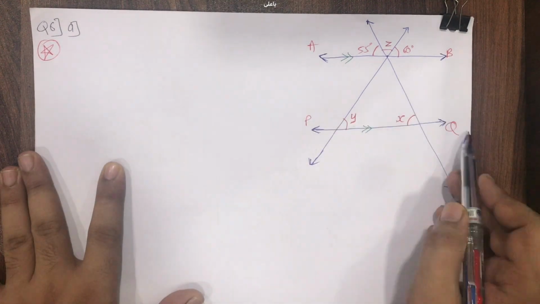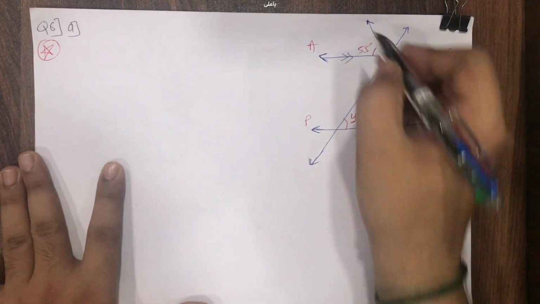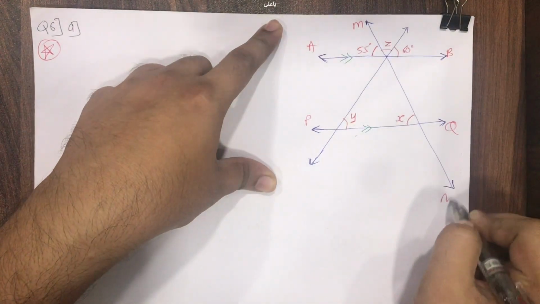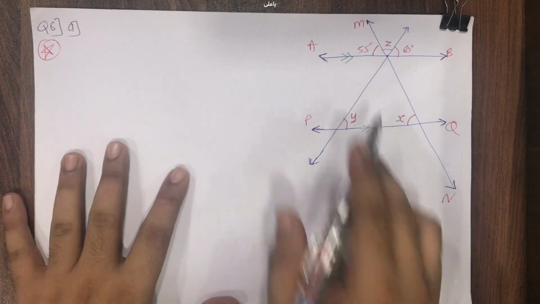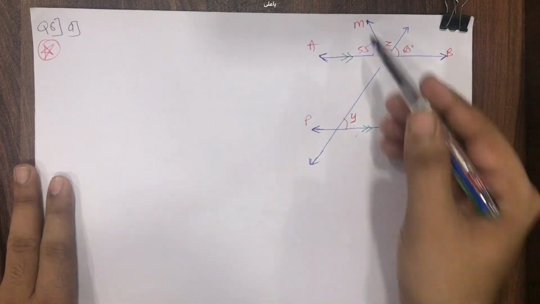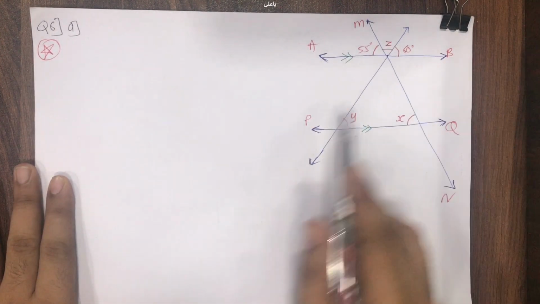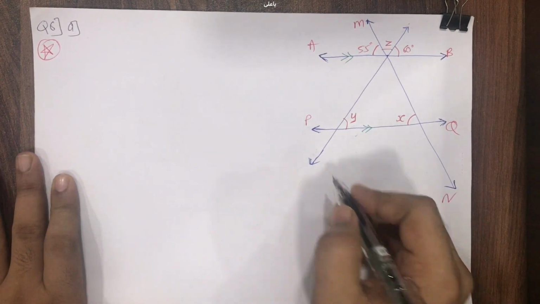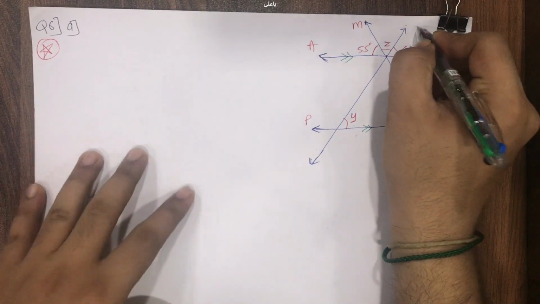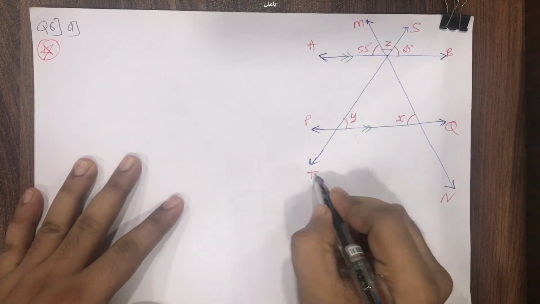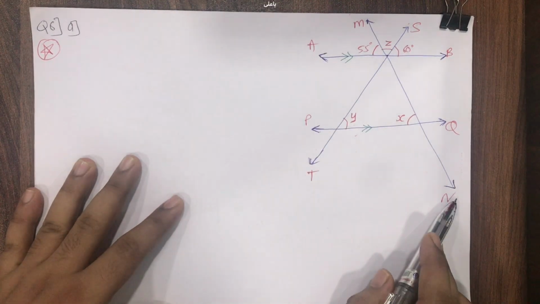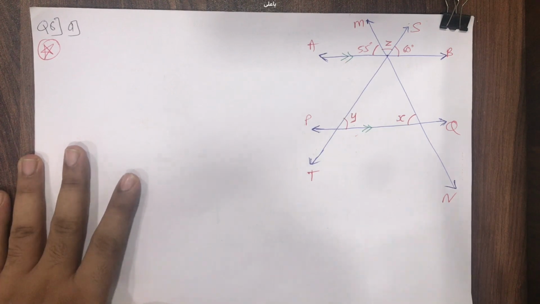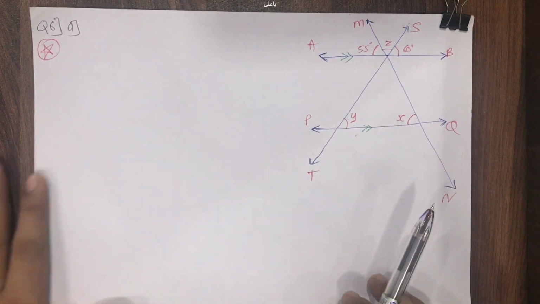This AB is parallel to PQ because of these 2 arrows. Now this I can give as capital M, capital N. Any name you can give. This MN is like a transversal. A transversal is a line which cuts the 2 parallel lines. Another case we have this as a transversal. I'll give the names S and T, my choice. So MN and ST are the transversals which cut the 2 parallel lines AB and PQ.